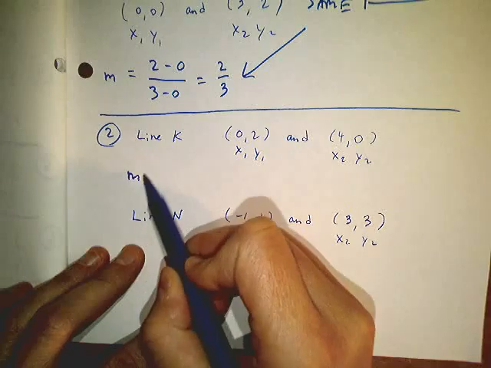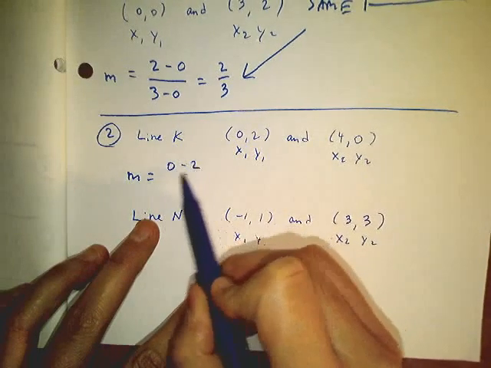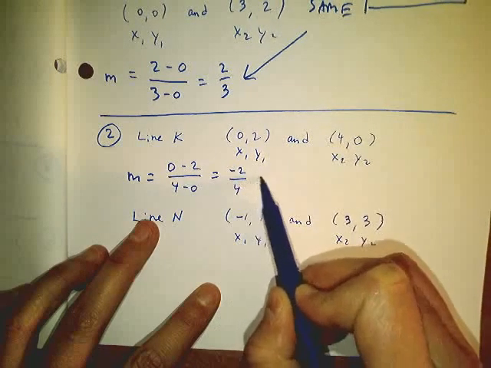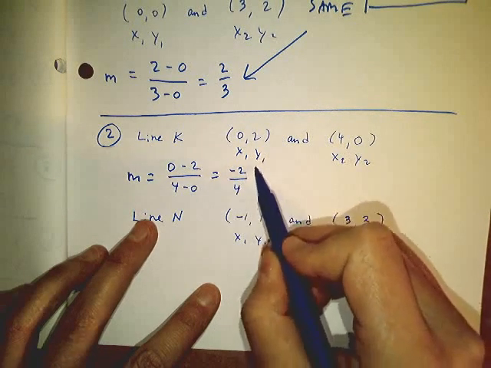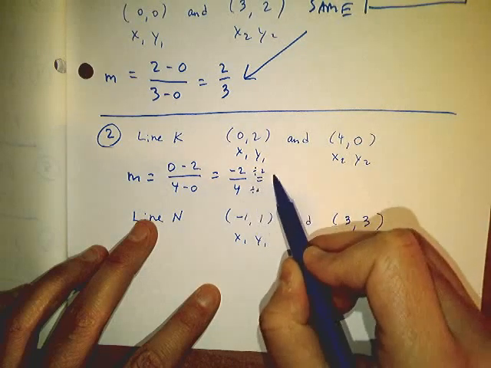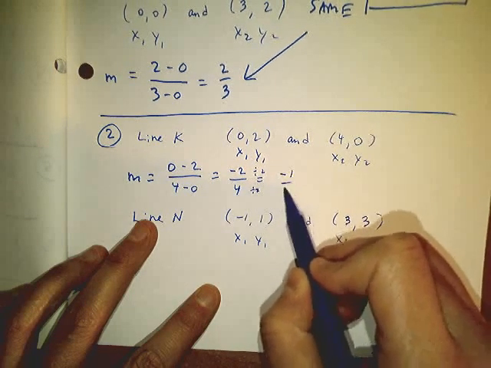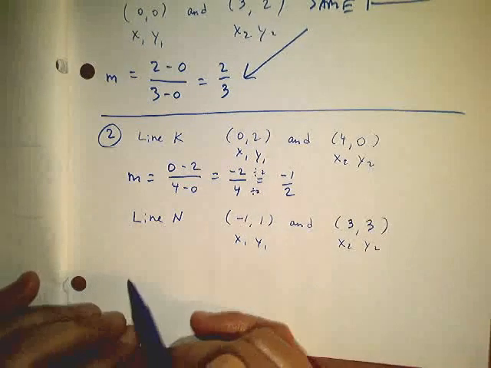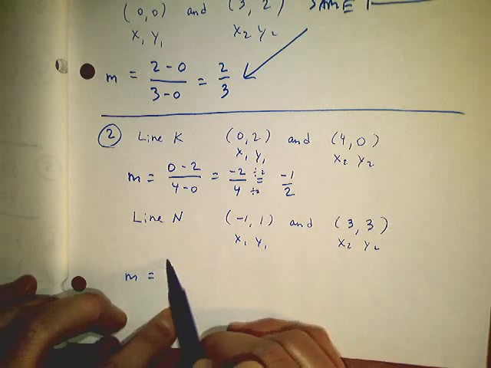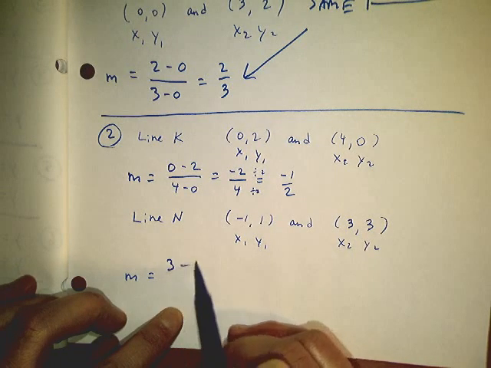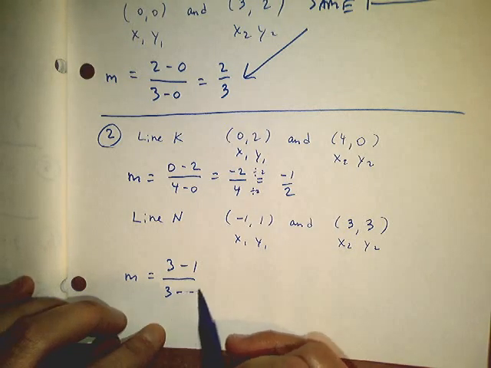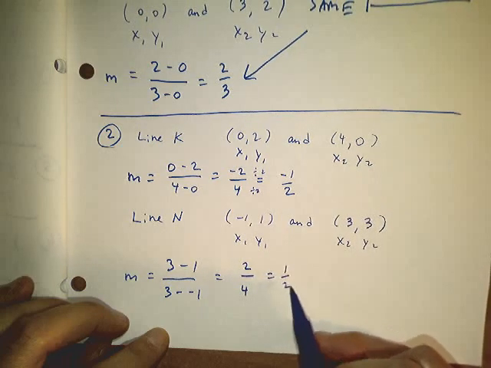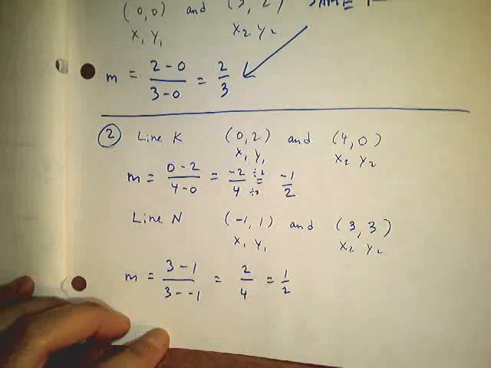So the slope for line K would be 0 minus 2 over 4 minus 0. So that would give you -2 over 4, which we can reduce by dividing each of these numbers by 2 to be -1/2. Okay, well, how about the slope of this line N? So y sub 2 minus y sub 1 over x sub 2 minus x sub 1 would give me 2/4, which is 1/2.